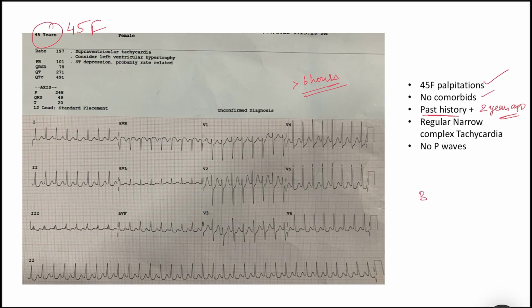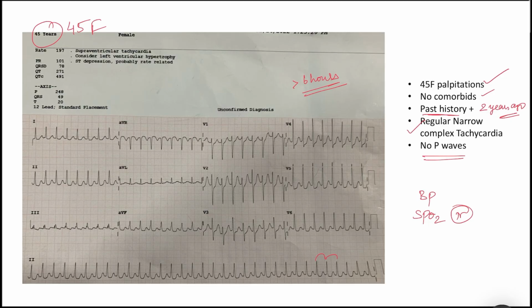On arrival, her blood pressure and saturations were within normal limits. The ECG demonstrated a regular narrow complex tachycardia without identifiable P waves. Vagal maneuvers were attempted initially, followed by 6 mg of intravenous adenosine without any effect. After administration of 12 mg of adenosine, she reverted to sinus rhythm. This represents a classical clinical presentation of AV nodal reentry tachycardia.